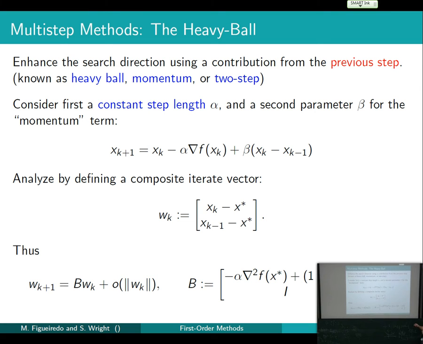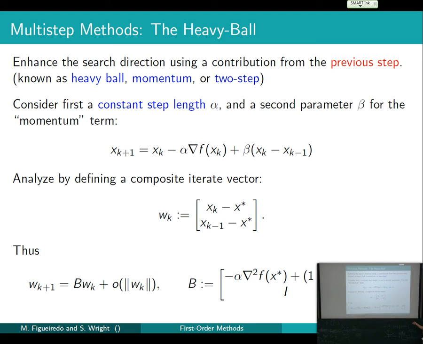We can come up with an analysis of this by looking at what happens over two consecutive steps. So I can define this vector wk to be the error vector taken at two successive iterates. And I can look at what happens when k goes to k plus 1. And what we can show is that, to first order, this is what happens to wk. It gets multiplied by this matrix beta. Okay? So you can see that the second component of wk plus 1 is just going to be xk minus x star, and that's the same as the first component of wk. So that's why I've got identity 0 here.